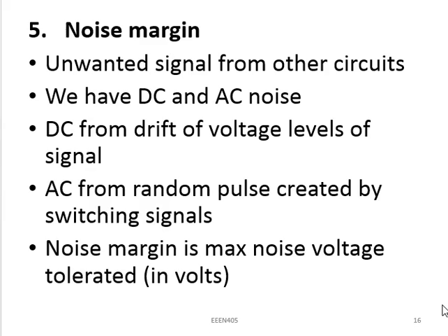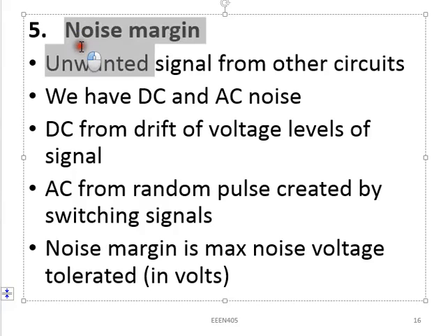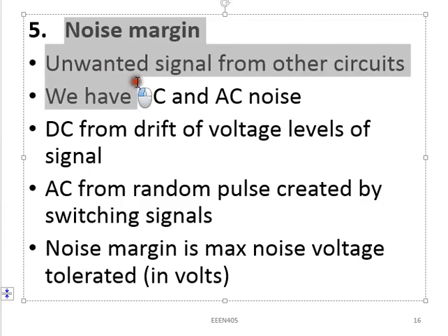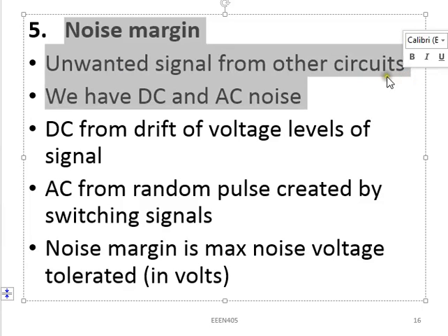Then the special property number 5 when selecting a logic gate is called the noise margin. The noise margin is nothing but the amount of unwanted signals it can tolerate from other circuits when it is operating. And we have two sources of these unwanted signals. We can have DC noise and we can have AC noise.